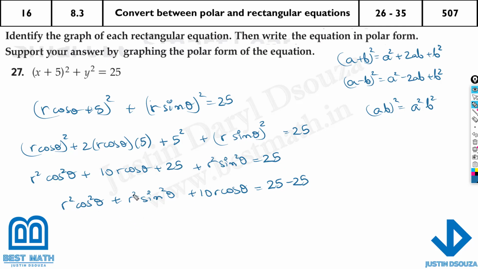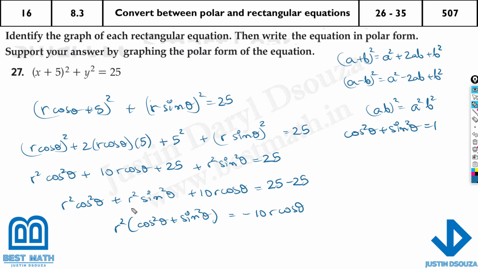Now then, can I remove this r squared common outside? Of course you can. And then you're remaining with cosine squared theta plus sine squared theta. That is equal to, how about I move this to the other side? Now this side is 0. When I move the plus 10r cosine, it becomes minus 10r cosine theta. What is the Pythagorean identity for this? Cosine squared theta plus sine squared theta is equal to 1.